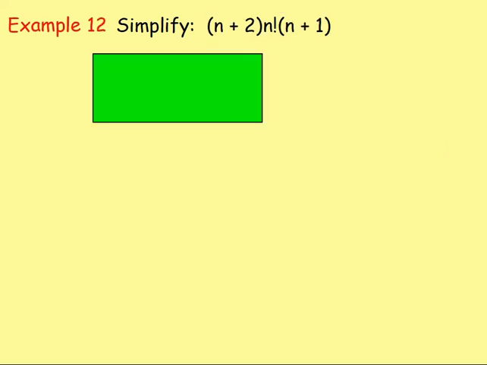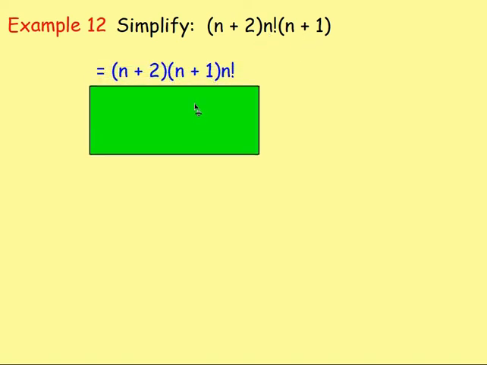Example 12, simplify n plus 2 times n factorial times n plus 1. What you probably want to do here is arrange it so the largest number would go first. So we've got an n plus 2, we've got an n, and we've got n plus 1. So the larger one is going to be n plus 2. Then we're going to have n plus 1, and then finally we have n. So you can write that down as n plus 2 times n plus 1 times n factorial. But if you think about it, what you're doing is you're taking n, you're multiplying it by the number that's 1 bigger than that, and then you're multiplying that by the number that's 1 bigger than that.